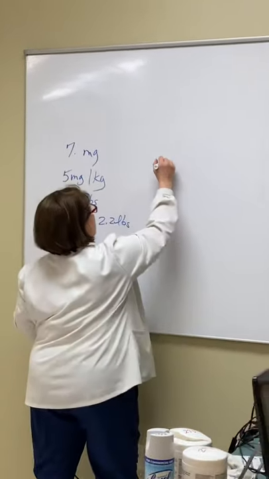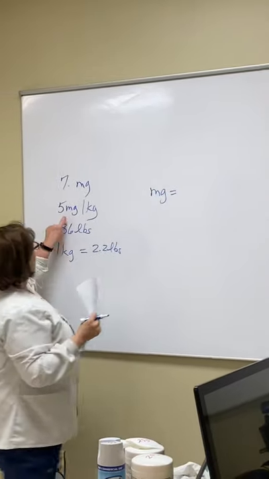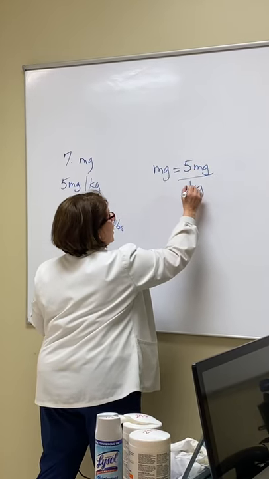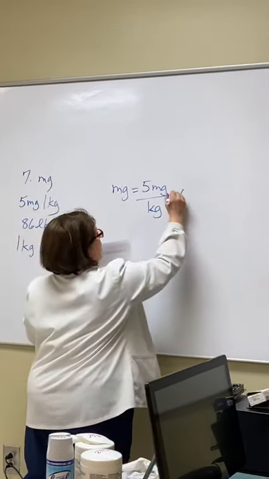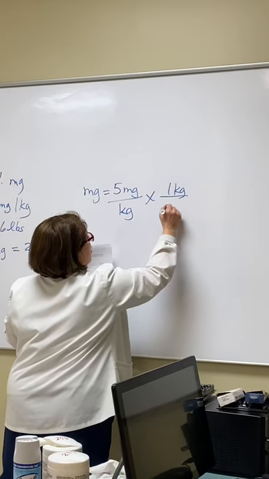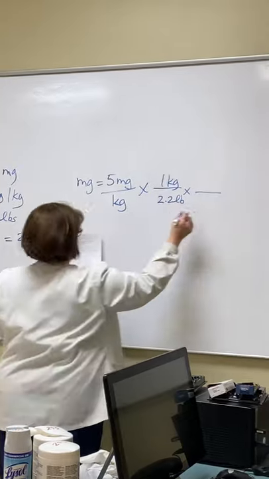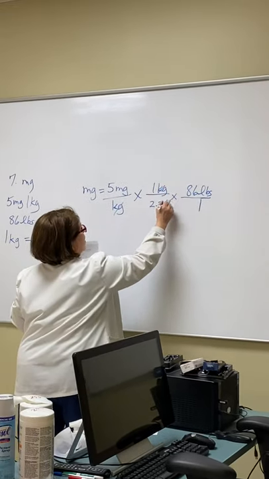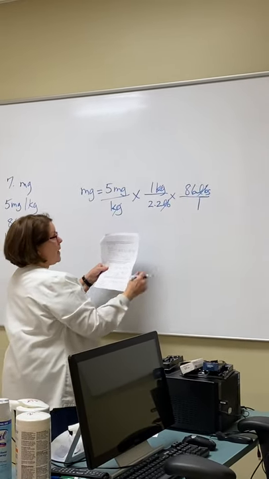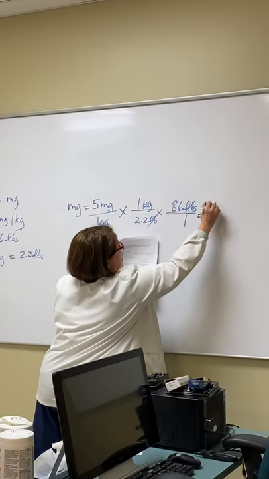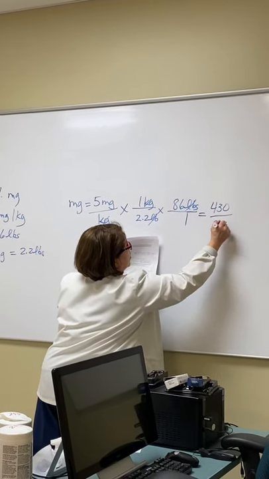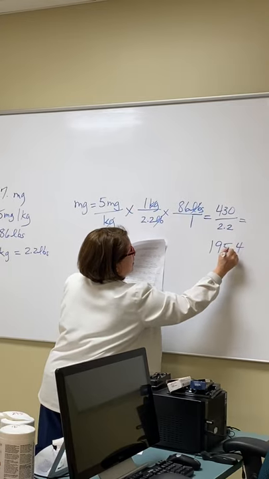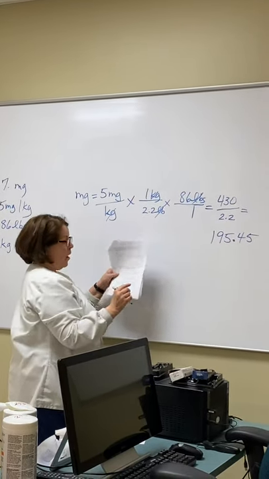All right, so let's set it up. Milligrams equals, we start off with milligrams: 5 milligrams per kg, 1 kg equals 2.2 pounds, and the child weighs 86 pounds. Kg, pound, that's all we have to do. It comes out to 430 divided by 2.2, and that equals 195.45, but we have to round to the nearest tenth.